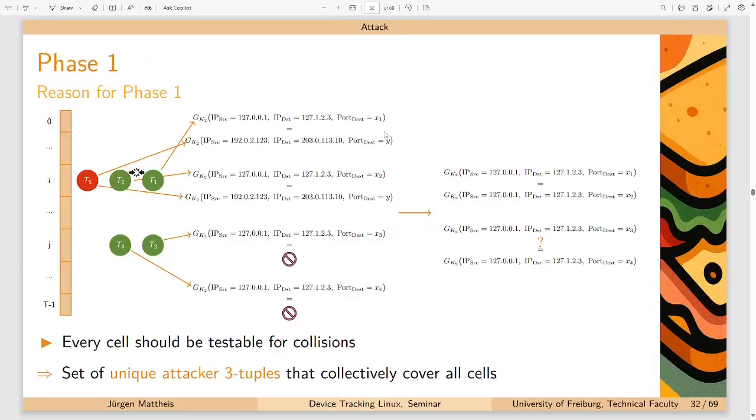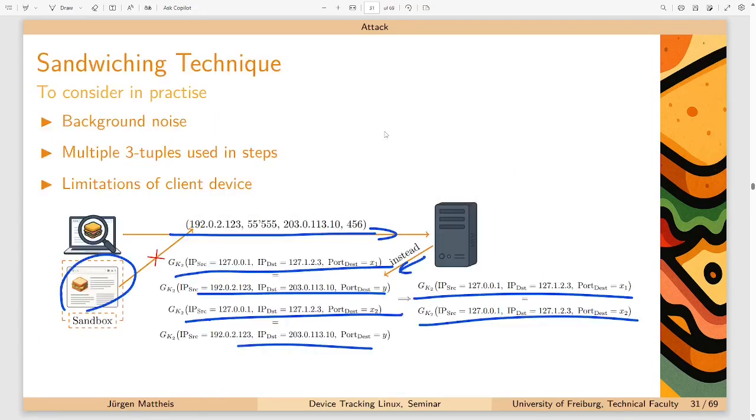And now we start with phase 1. I mean, the next question would be, is there a phase 2? And another question might be, why do we need a phase 1? And we need a phase 1 because of this little trick that I showed you on the slide before.